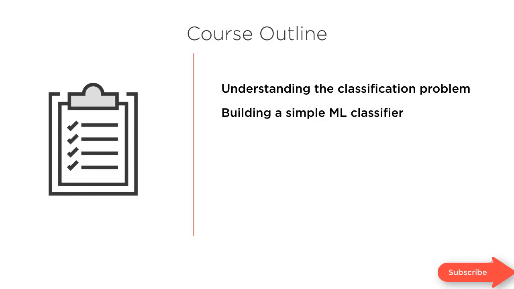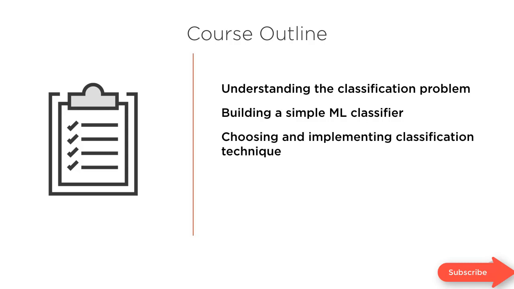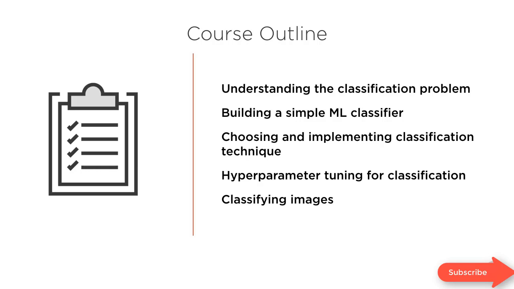We'll then explore a number of different classification techniques, such as decision tree classifiers, support vector machines, naive Bayes, nearest neighbors classification, and so on. We'll then see how we can refine the design of our classification model by performing hyperparameter tuning in scikit-learn using grid search. And finally, we'll see how we can use the scikit-learn library to classify images.